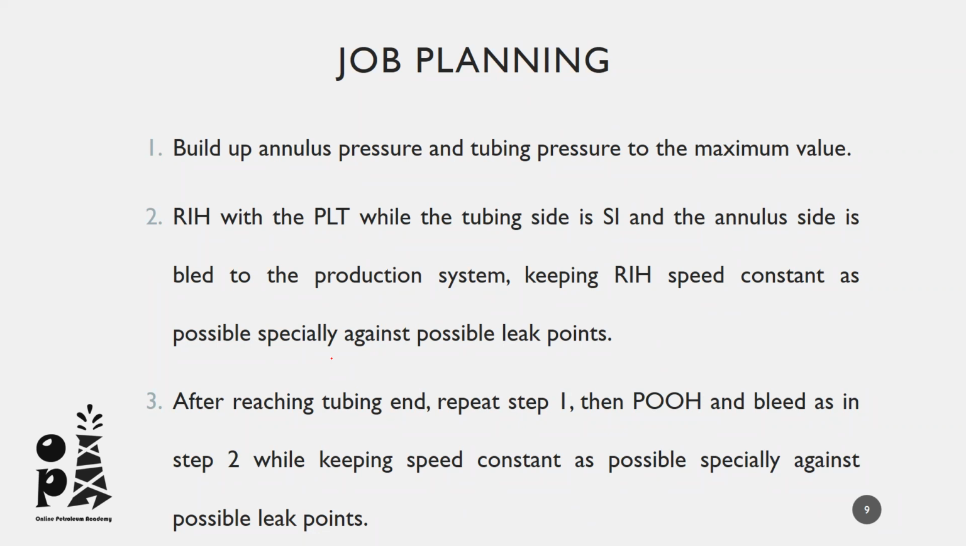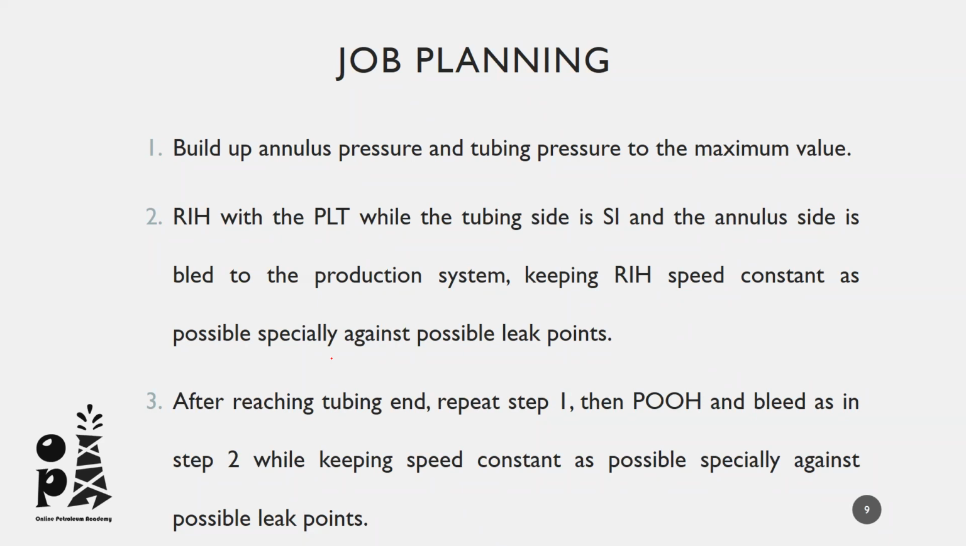After reaching the bottom of the well, you can repeat again, building up pressure inside the annulus and the tubing, because the pressure inside the tubing may have dropped after bleeding the annulus side because of the communication problem. You repeat step 1 again and build up pressure inside the tubing and annulus again, then start pulling out of hole with your tool while bleeding off the annulus side slowly to the production system, in order to force flow again from the tubing to the annulus. So while logging with the temperature and spinner, you can detect any flow through the leak points.